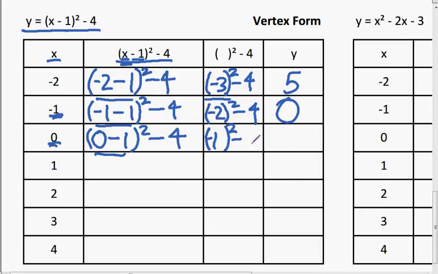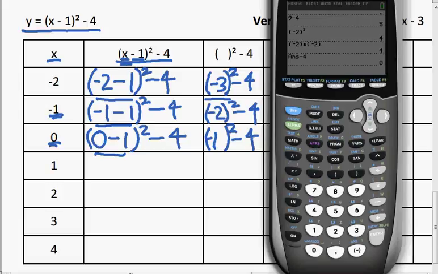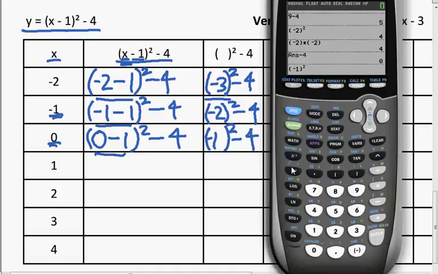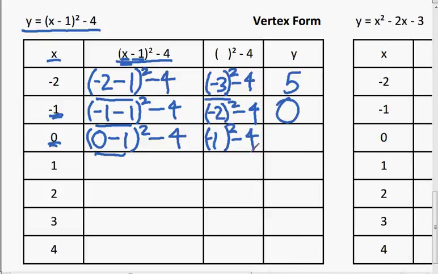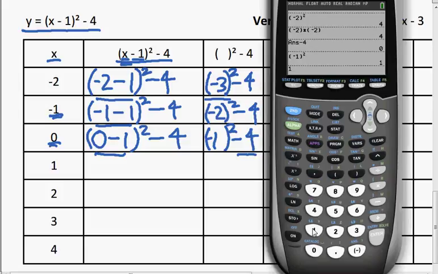squared minus 4. On my calculator, I do -1, so parentheses, -1, quantity, and I do squared. -1 times -1 equals 1. Two negatives make a positive. So I have 1 minus 4. So I take my 1, I subtract 4, I get -3.